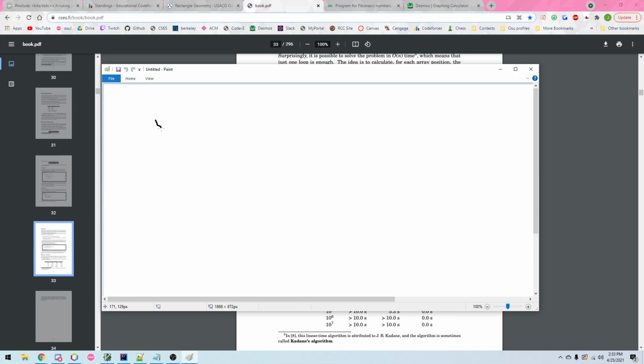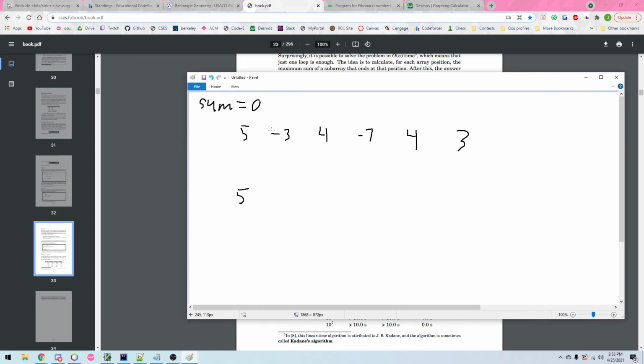So let's say we have an array of, I don't know, 5, -3, 4, -7, 4, and then 3. So what we can do is we can start our sum off at 0. Sum is equal to 0. So we can add this 5. So currently we have 5. And then what we're gonna do is we can either choose to extend our current subarray like this and take the -3, or we can just ignore the 5 and start a new one from here and then extend that one later on.